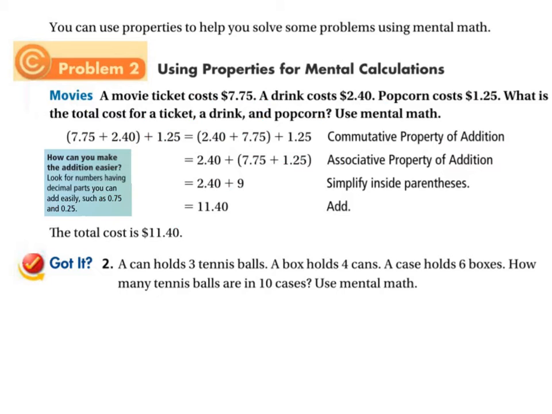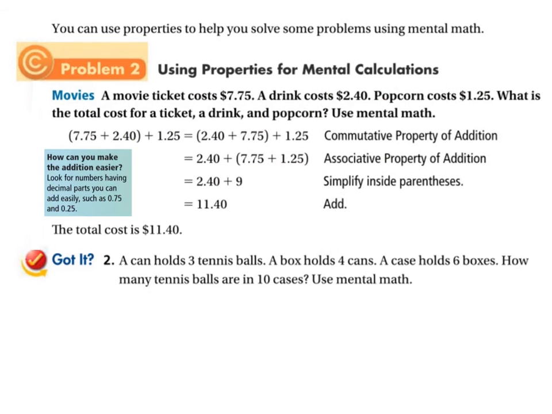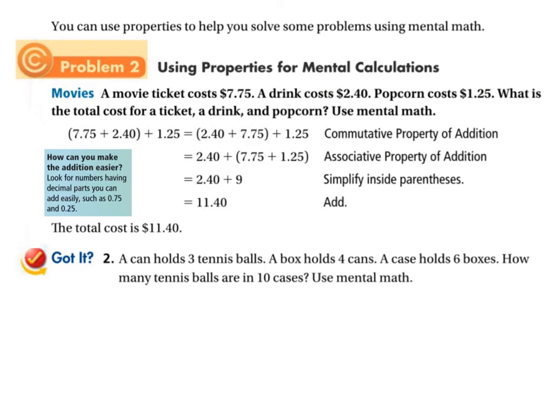Now, your got it problem, and let me shrink it down a little bit so you can see it all. Okay. A can holds 3 tennis balls. A box holds 4 cans. A case holds 6 boxes. How many tennis balls are in 10 cases? Use mental math. You might want to write it out first and then try and apply one of our properties or one or more of our properties.